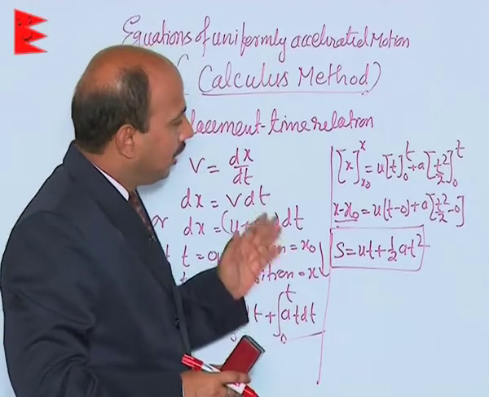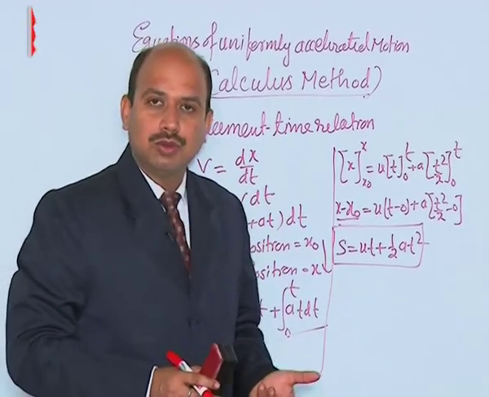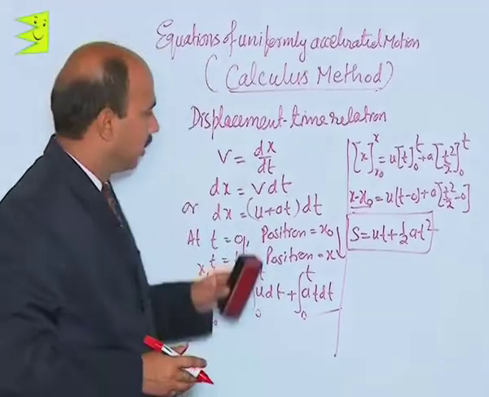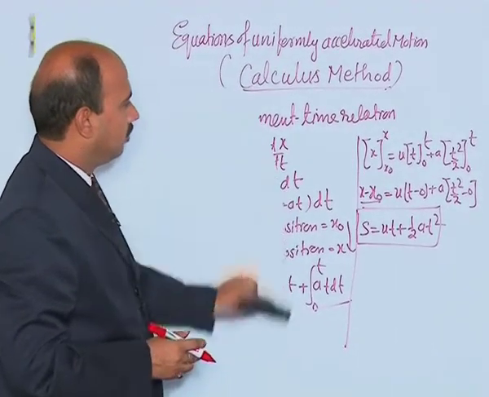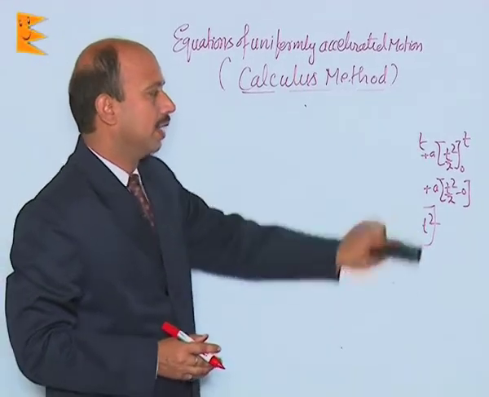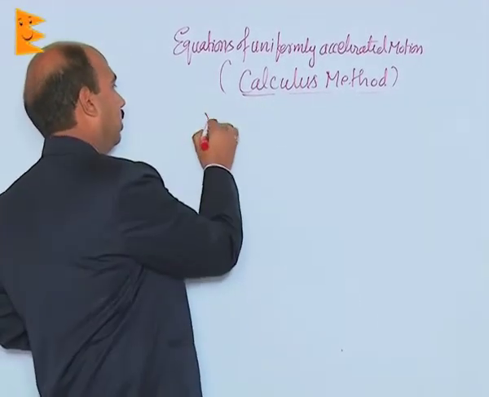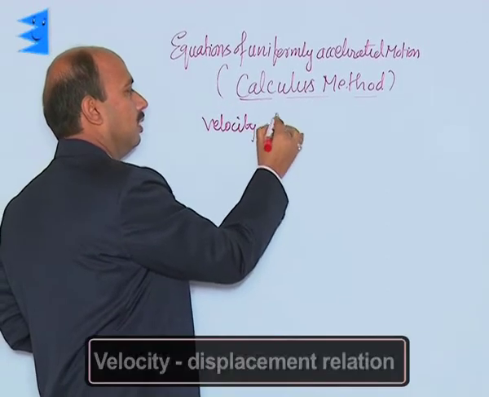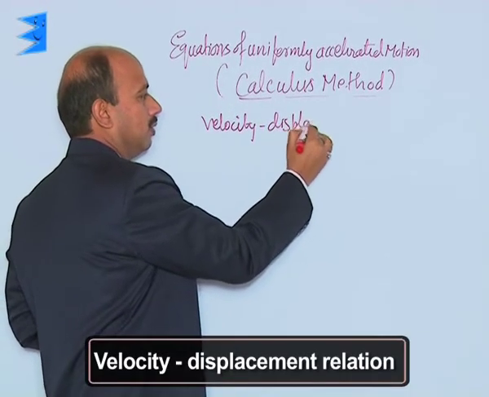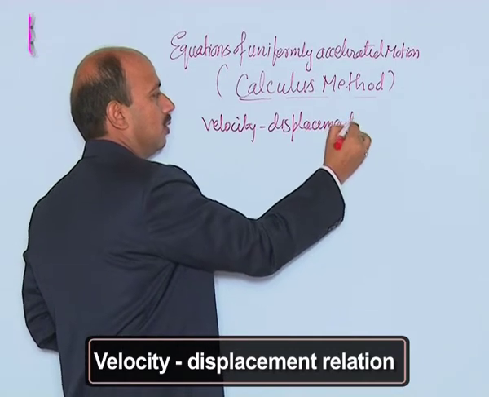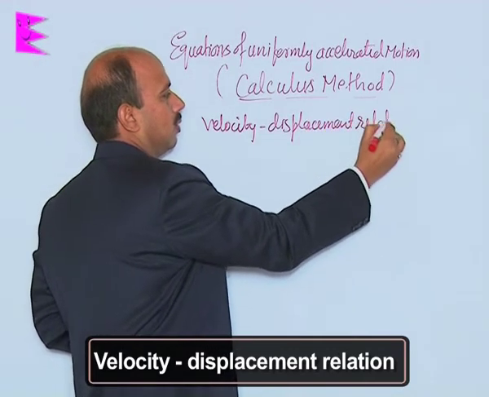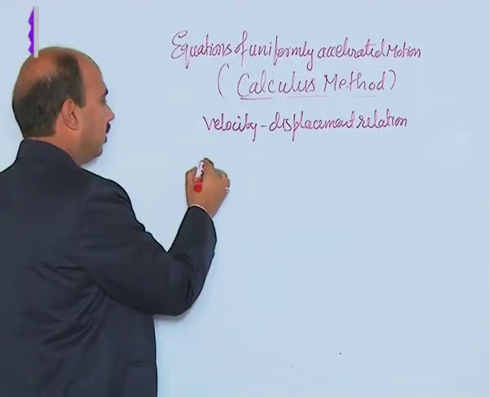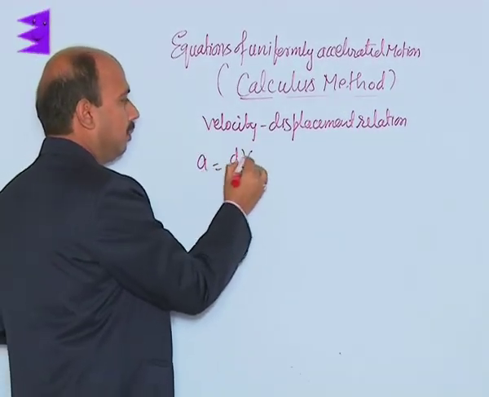So, now we can go for the third relation also. Similarly, that is a velocity displacement relation. So, see here in velocity displacement relation by calculus method, let us first write this is the velocity displacement relation. Here we can write first A is equal to dv upon dt.